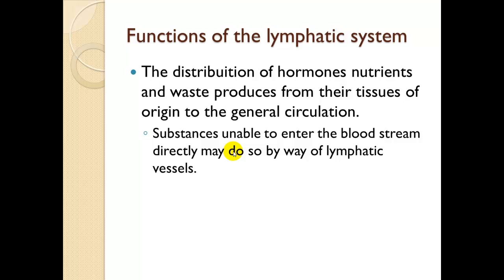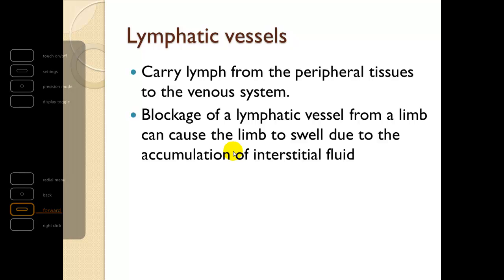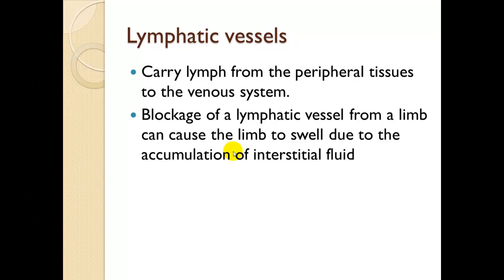Distribution of hormones and nutrients and waste products from their tissues of origin to the general circulation. Substances unable to enter the bloodstream directly may do so by way of the lymphatic vessels. Lymphatic vessels continue to carry lymph from the peripheral tissues to the venous system. Blockage of a lymphatic vessel from a limb may cause the limb to swell due to an accumulation of interstitial fluid, and this would be extracellular fluid that is out in a spot and the lymphatics get blocked for whatever reason, a bunch of exudate building up or whatever, and this will cause swelling to occur in that area.